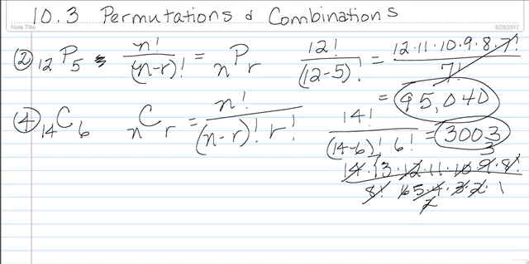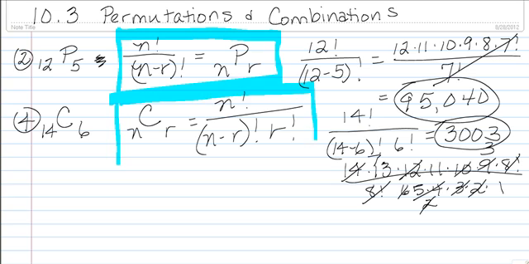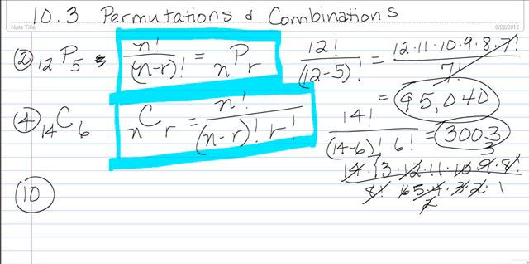Okay, so those are our two formulas we want to remember if we're doing it by hand rather than using the calculator permutations and combinations keys. Now the next one asks us to evaluate using the calculator, so let's just do one of these. We'll do number 10. Number 10 is combinations of 32 taken 12 at a time.